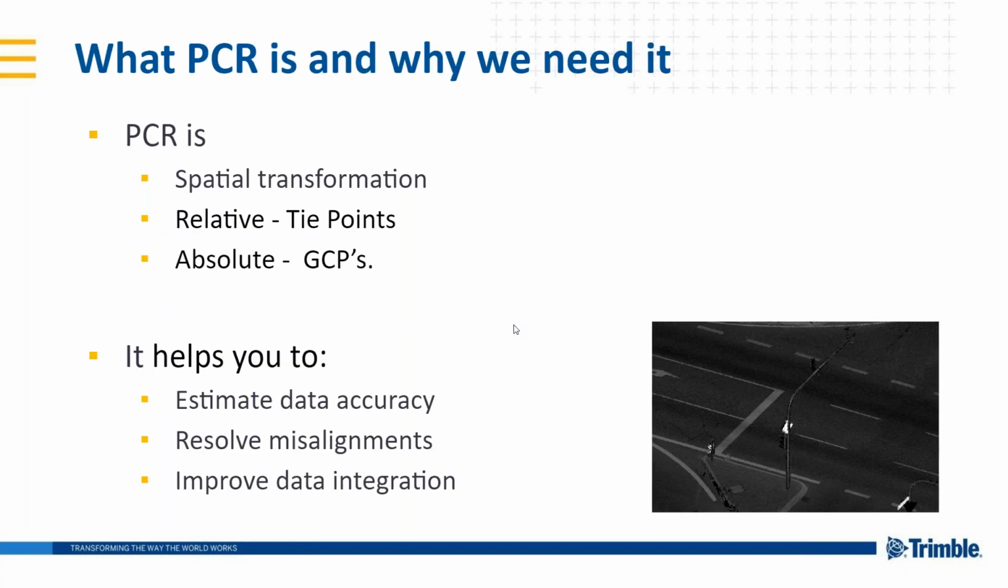As I said before, we want to make a clear differentiation of what point cloud registration is. Point cloud registration, in principle, is a spatial transformation between two data sets in which we are interested in calculating position and orientation transformation parameters between a reference dataset and a target dataset.